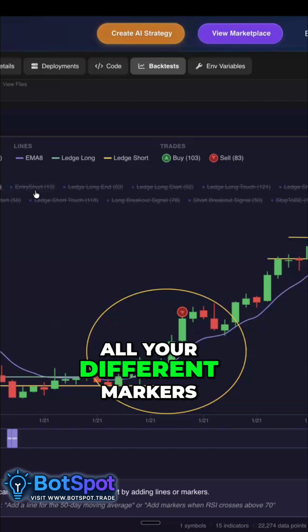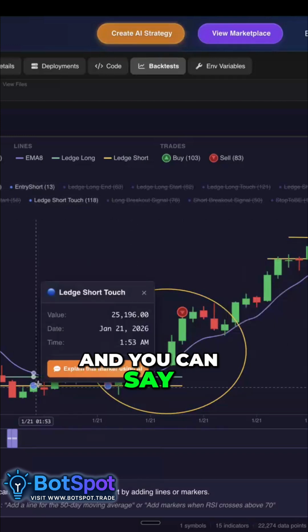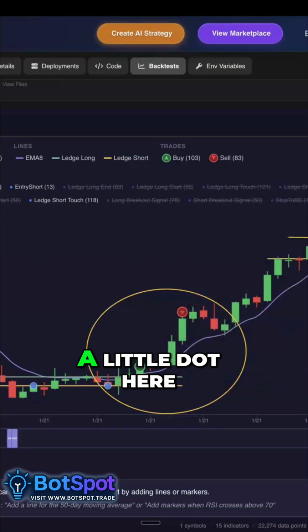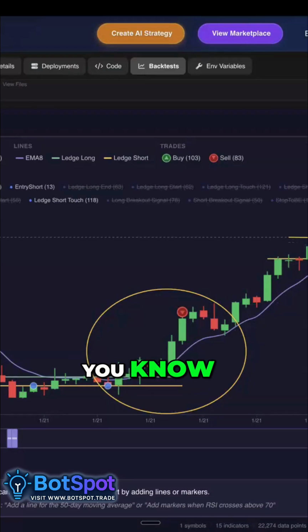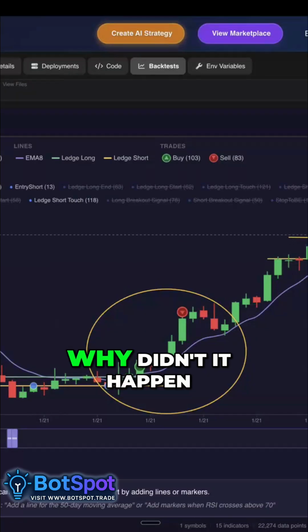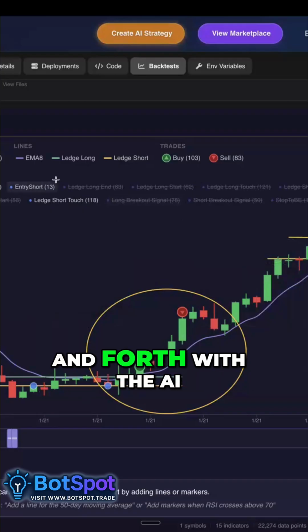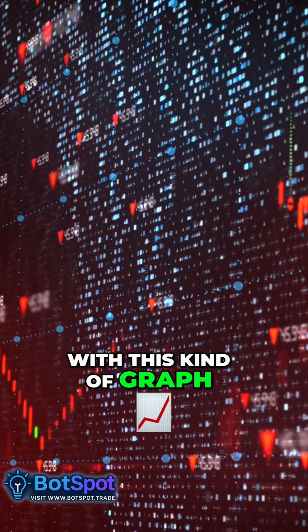And then you have all your different markers and indicators. You could say, well, why is this marker here? Or why was this trade placed? Or you could put a little dot here and say, I would have expected a trade to happen there. Why didn't it happen there? So you can have the whole discussion back and forth with the AI with this kind of graph. What do you guys think?